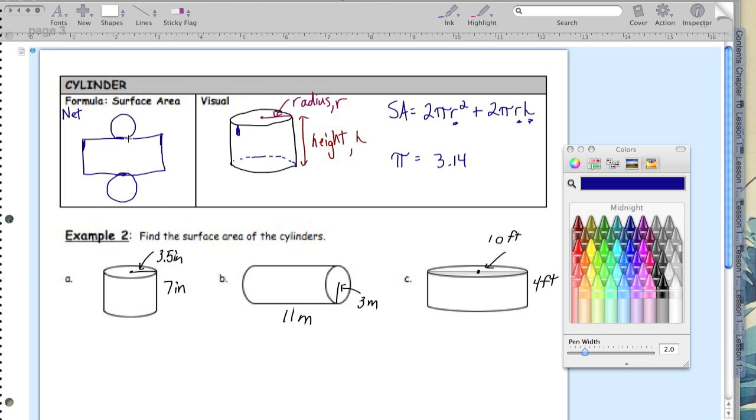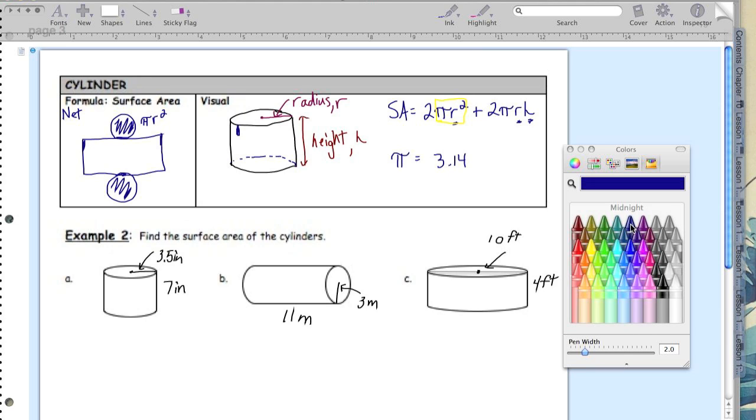So if we look here, the area of a circle, if you remember, you may have it memorized, maybe not, is pi r squared. And we have two of those. So voila, 2 pi r squared. Okay, so that's where that comes from. Pi r squared is the circle formula, and we have two, so 2 pi r squared.